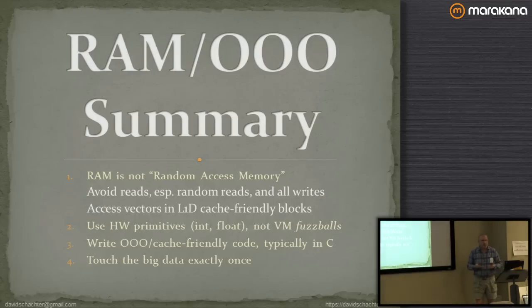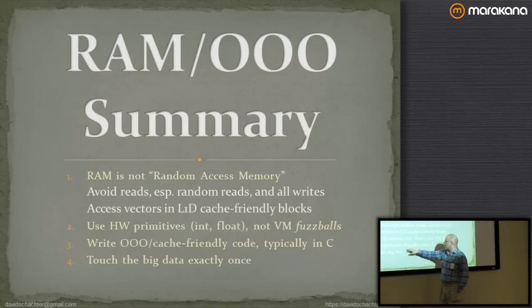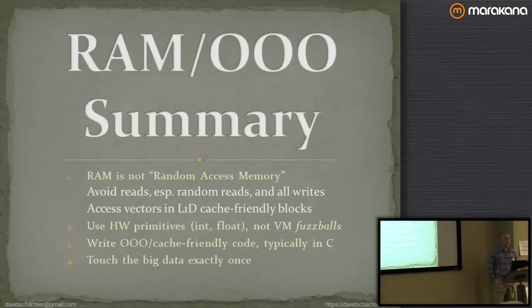Try to use hardware primitives, which is why we use NumPy, instead of these beautiful fuzzballs that we get from Python, where, how big is an int now? It's 80 bytes for an int, something like that. They provide all sorts of wonderful services to us, but for high-performance computing, we can't afford the overhead. The machine has high-speed instructions for its primitives. We need to stick with the primitives so those instructions can be used. Write code, usually in C, that takes advantage of knowledge of the out-of-order execution and the nature of the cache versus RAM. And touch the big data once only. It's a big win because memory overhead is such a problem.